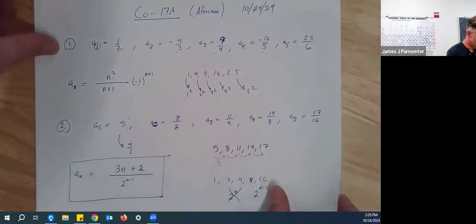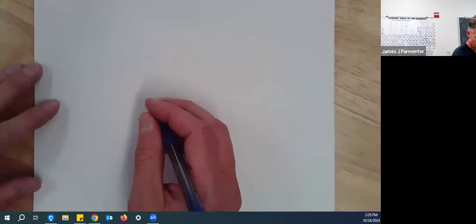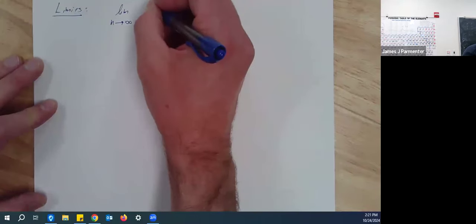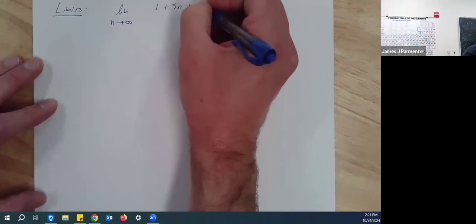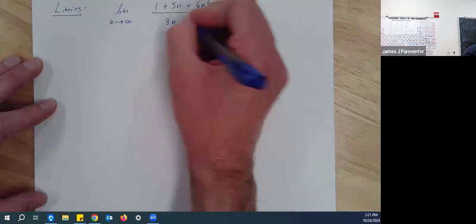Sure, yes. So let me, I like this example. These ones are fine, whatever. Let's look at the following example. So some limit examples. Let's do the limit as n approaches infinity of 1 plus 5n plus 6n squared over 8n minus 3n squared.